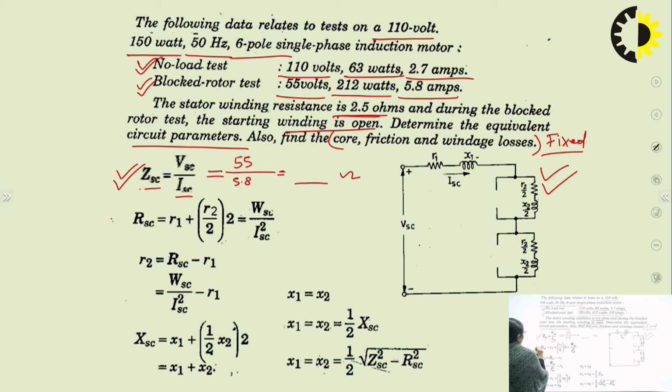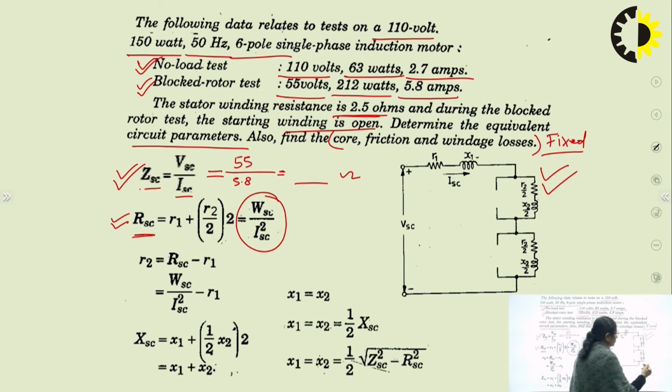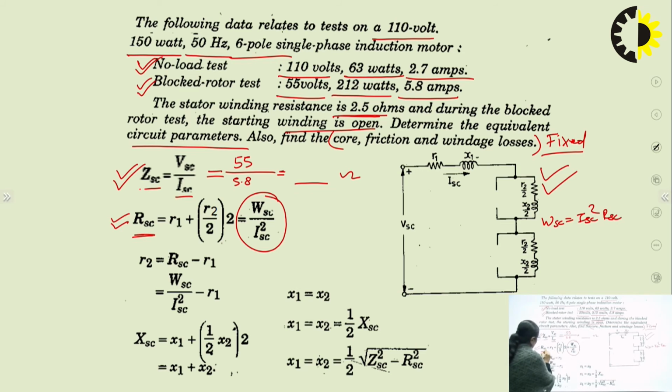Then under blocked rotor condition, the resistance RSC from the test data can be determined as WSC upon ISC square. You know that well, that WSC equals ISC square into RSC, right? So I can very well determine RSC as WSC upon ISC square.